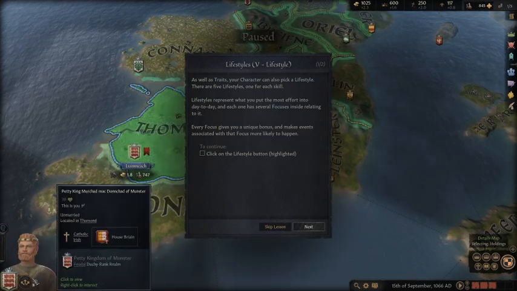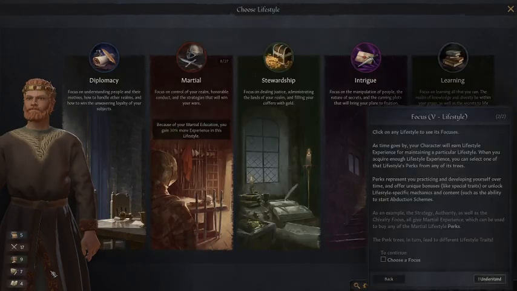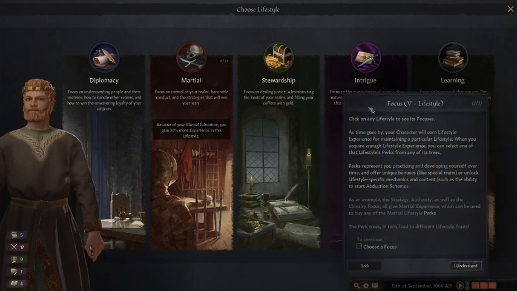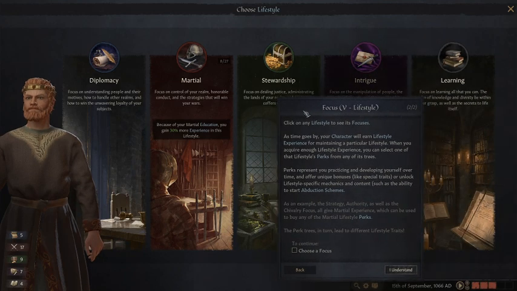From what I understand, they basically try to bring over at least half the mechanics from CK2 and its expansions. So this is what they brought over from Way of Life. Well, I imagine they balanced it a bit better this time. From what I hear, Way of Life is pretty broken. Click on any lifestyle to see its focuses.